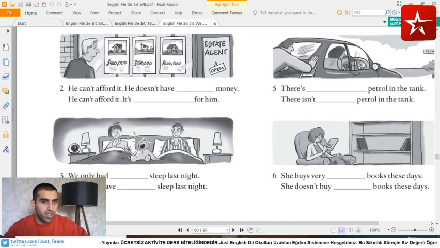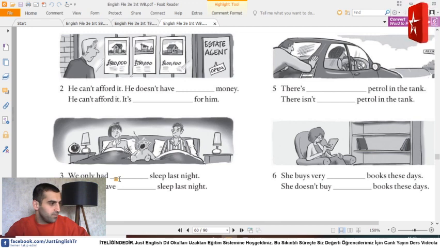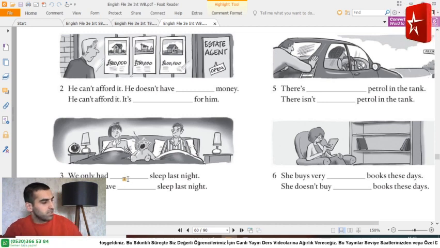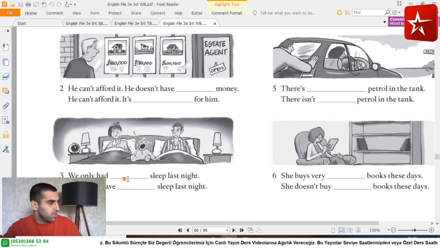Okay, number 3, we only had sleep last night. We didn't have blah blah blah last night. And number 3, we only had what? We only had a little sleep last night. Yes, that's the correct answer, a little.